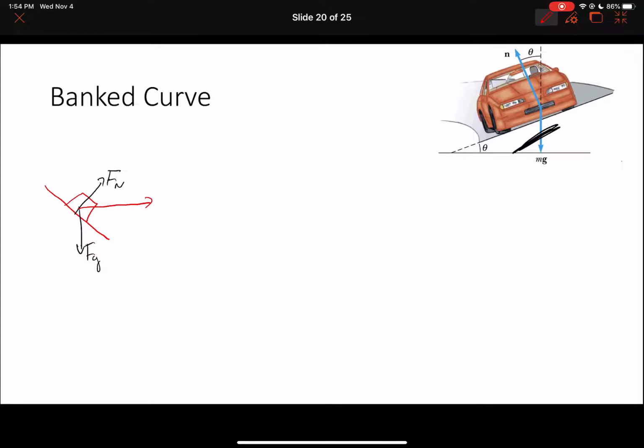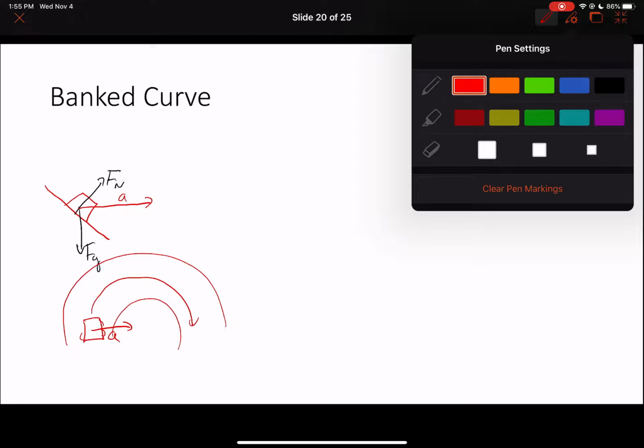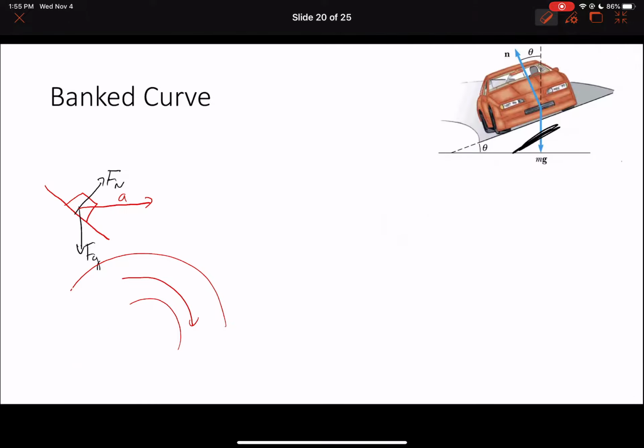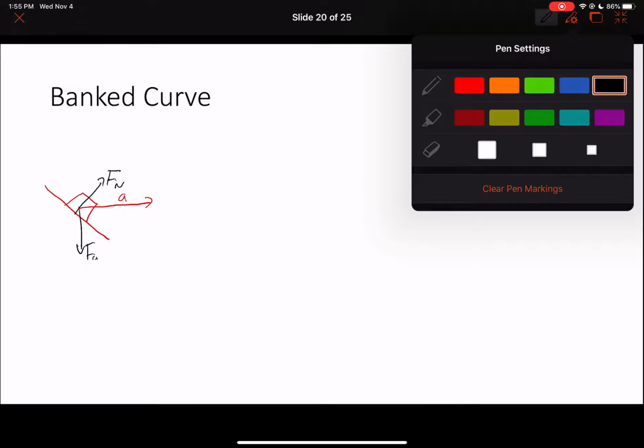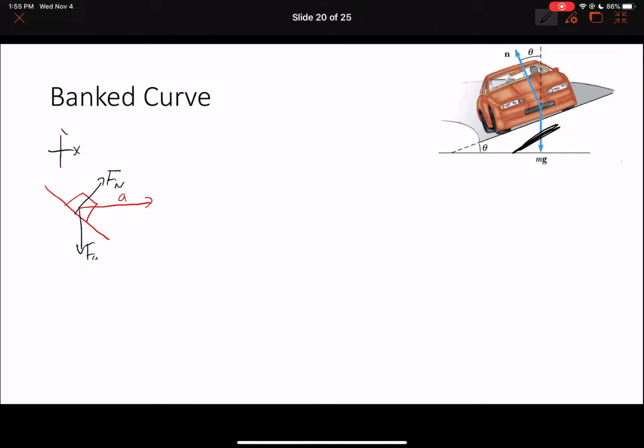If we were to look at the top, a bird's eye view of this, our car is like this. We're on this curve like this. And so our car is turning like this, so our acceleration is towards the center. So our a is towards the center. And so we don't want to tilt our axis. It's actually better to keep our axis as it is because that means our acceleration is in the x direction. So instead, we're just going to split up the normal force.